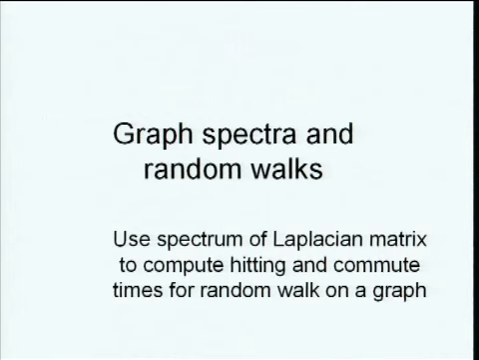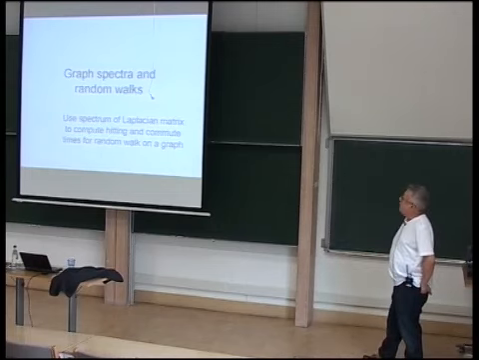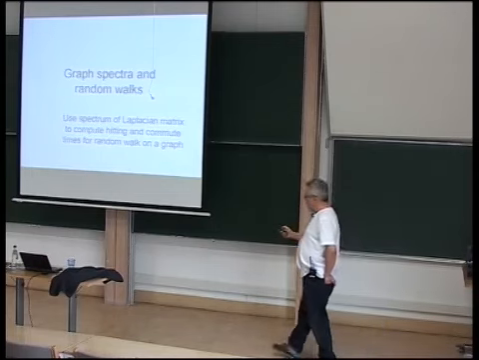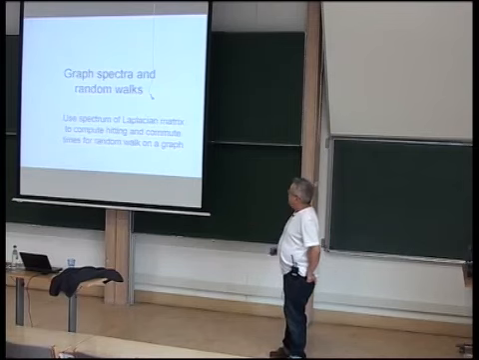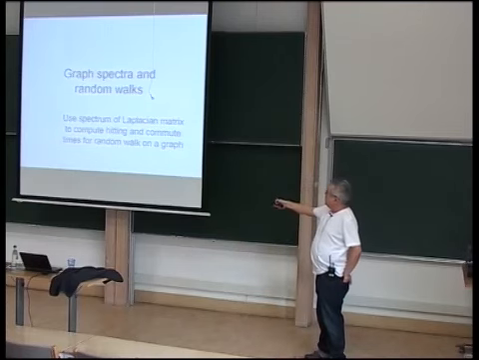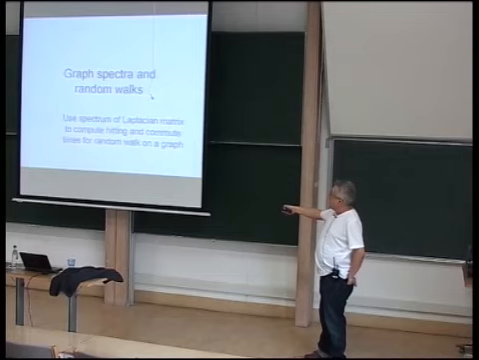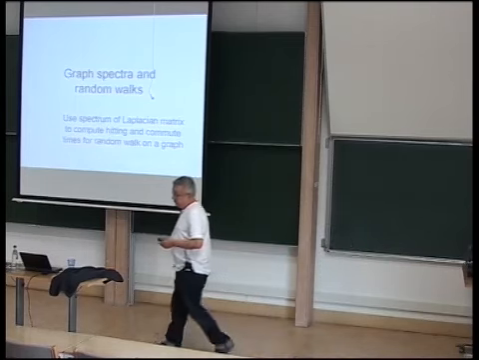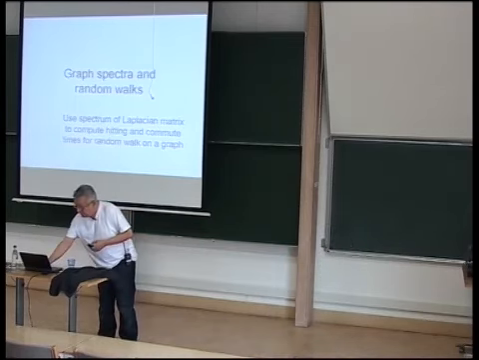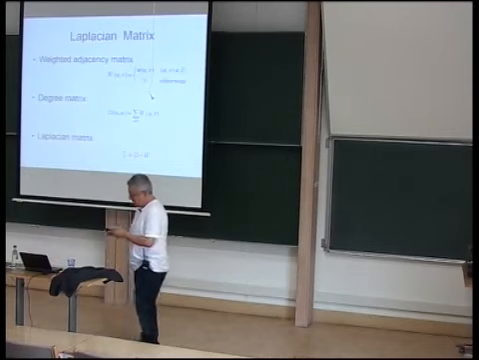So what I want to do in this next 5 minutes is really to explain the relationship between graph spectra and random walks, and explain how the spectrum of the Laplacian matrix can be used to compute quantities such as commute time and hitting time for random walks on graphs. So this is really the mathematical setup.